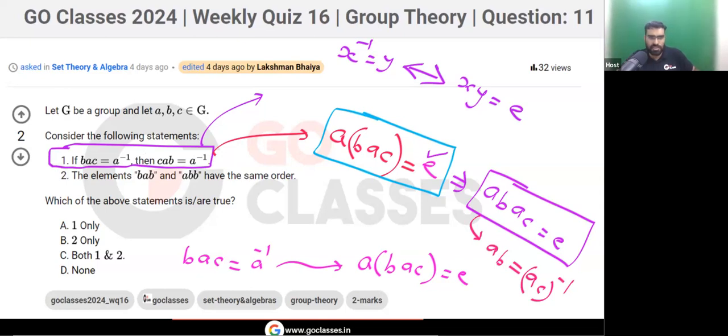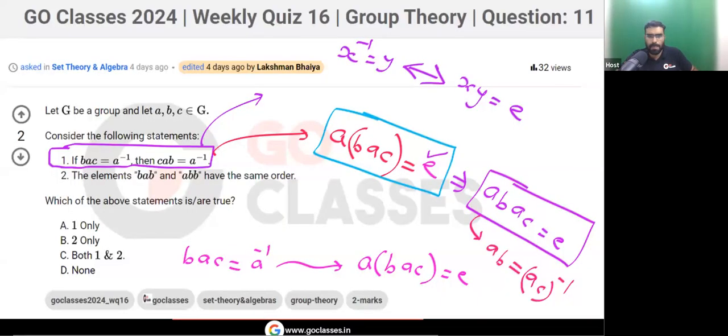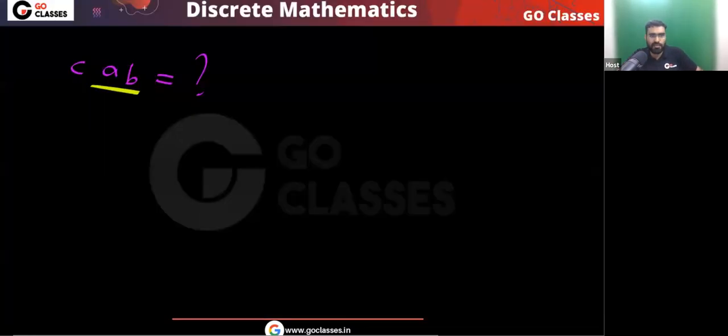So now the question is asking, what is CAB? What is that? So tell me, what is AB first? The question is asking, what is CAB inverse? Okay, so what you do, CAB inverse.